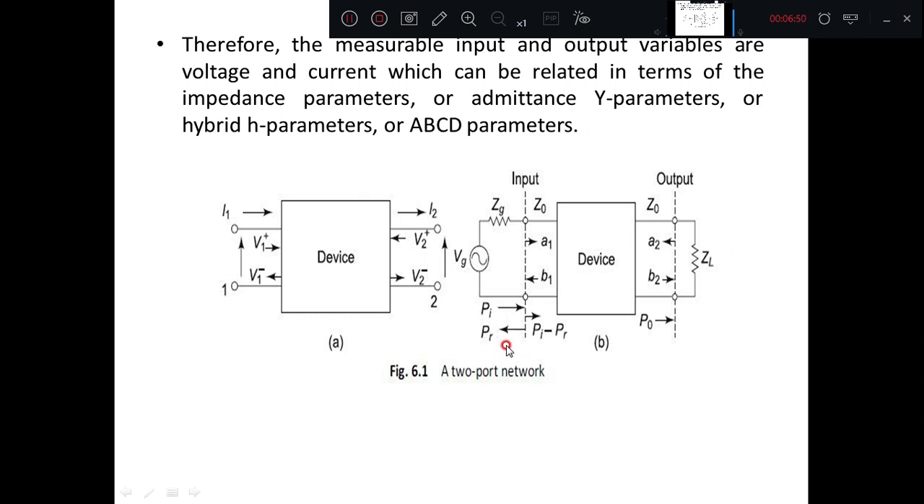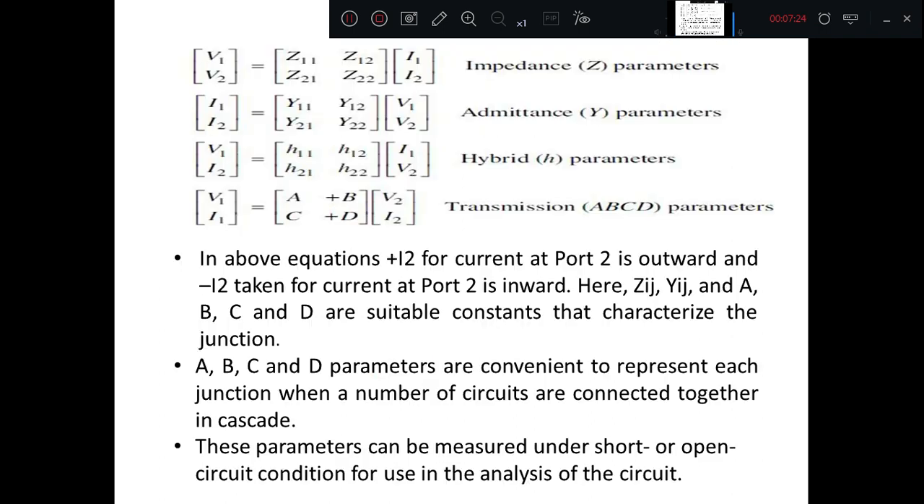So some amount of power is reflected, and the remaining power which is transmitted to port 2 is nothing but Pi minus Pr. If you subtract the reflected power from the incident power, that amount of power is going to be delivered to the output of the device. So this is about the simple two-port network, which is characterized by various parameters like Z parameters, Y parameters, H parameters, and ABCD parameters.